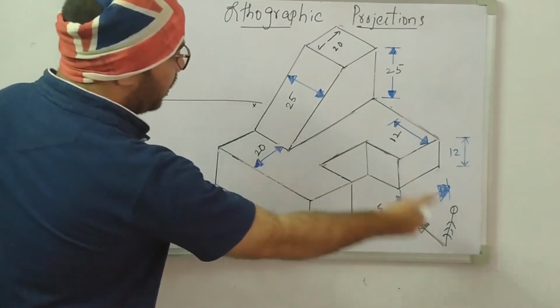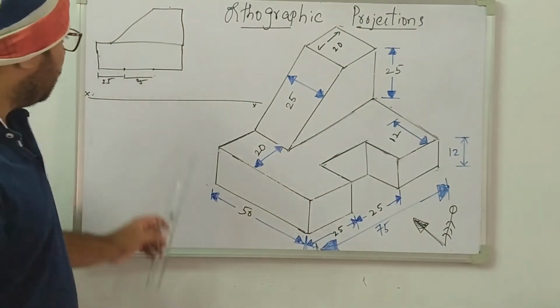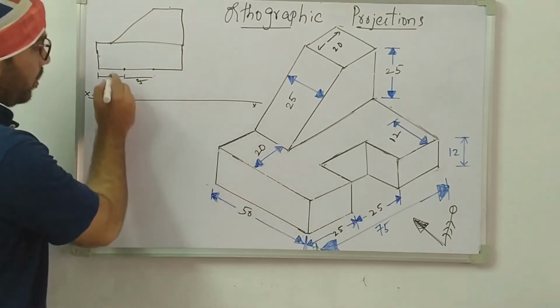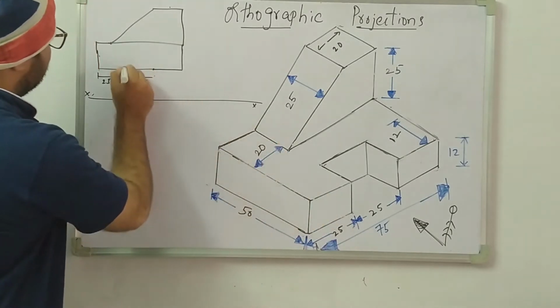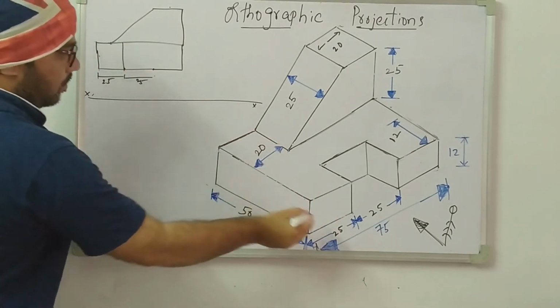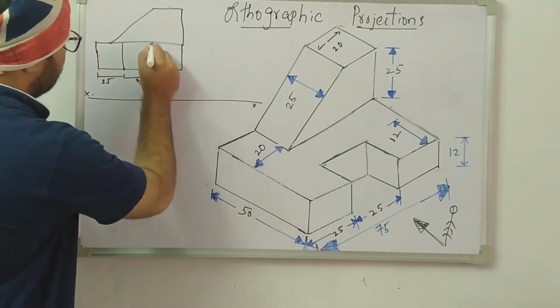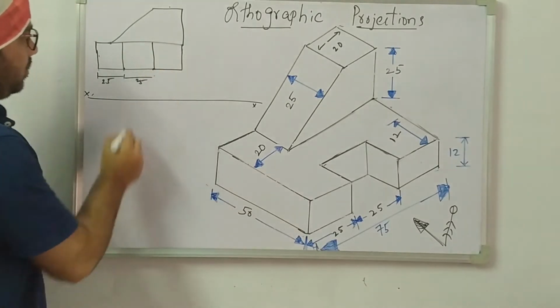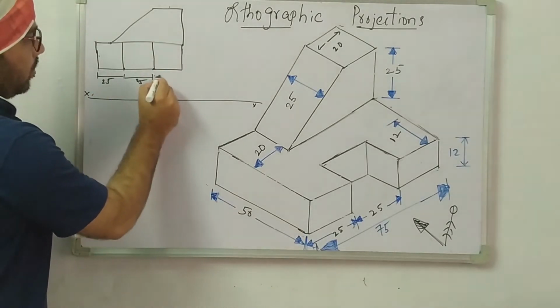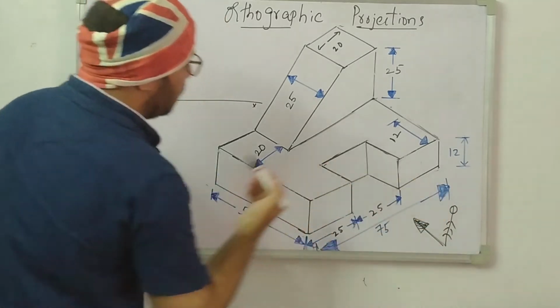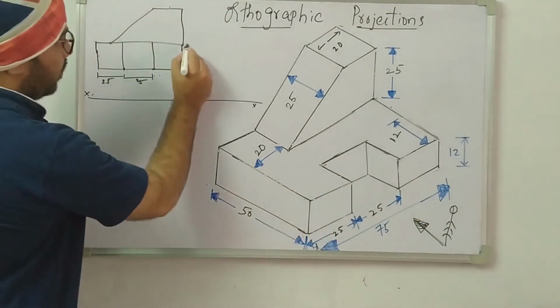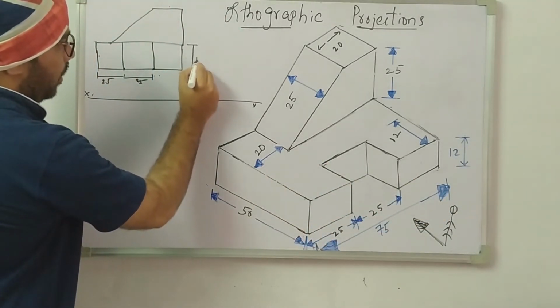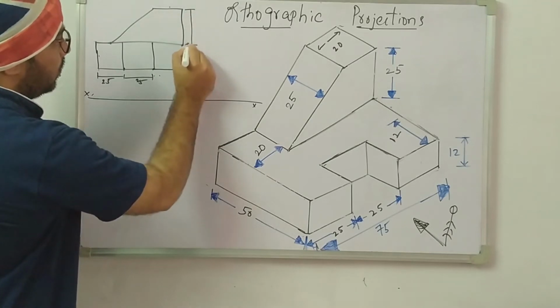So I completed the front view portion. In the front view portion, these are the boxes I am going to see. So this 25 line, and similarly here also. So this is 25, 25, 25. So total how much length? It is 75. And this height is how much? 12.